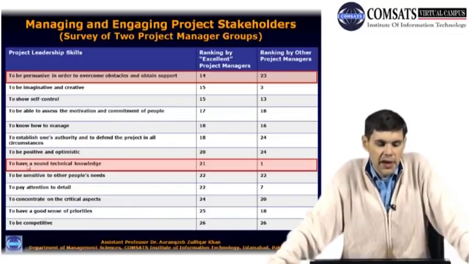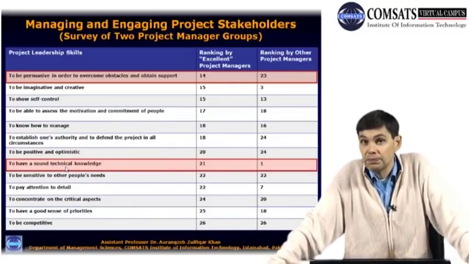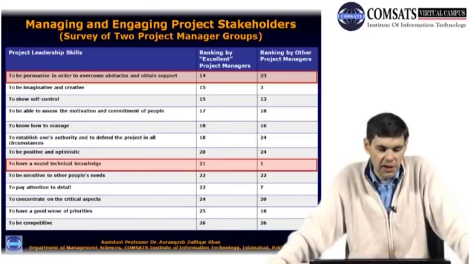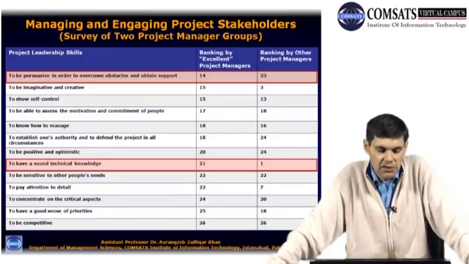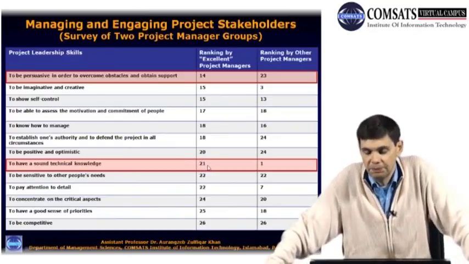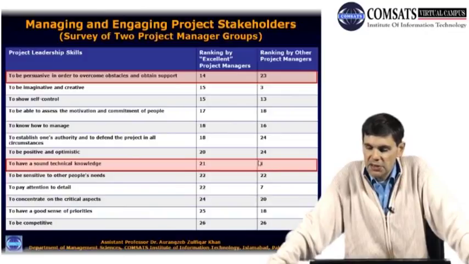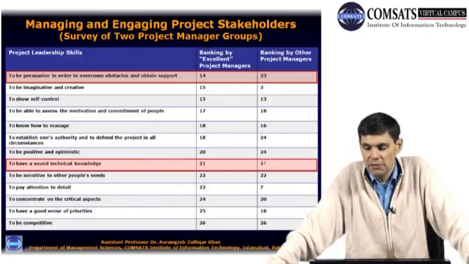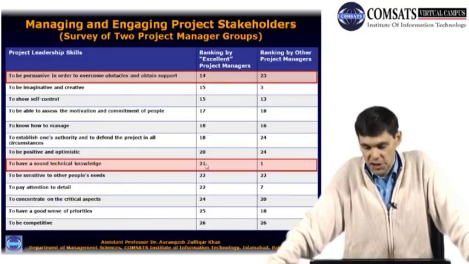Now look at this one over here, to have a sound technical knowledge. Now that is your degrees, your technical skills and your calculation abilities and so forth. To have a sound technical knowledge, the excellent project managers have put this on the 21st position. The average project managers have put this on the 1st position. So you can see here the difference. One group of project managers, average, have put this on the 1st position. The excellent project managers, the other group, have ranked this only on the 21st position.